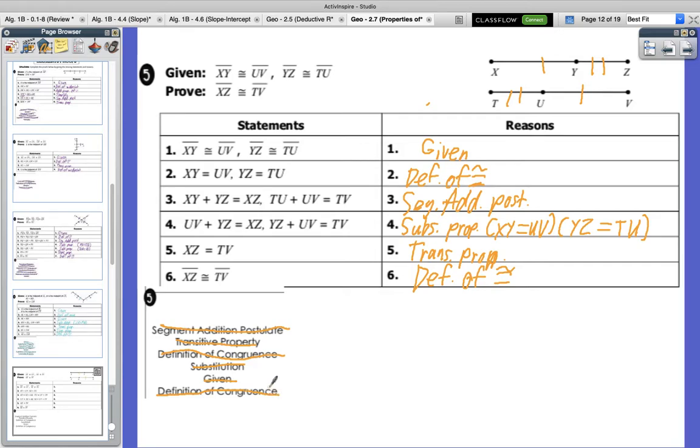So all these take a lot of critical thinking and trying to explore, and maybe even trial and error of saying, what could get me from here to here, or what tells me that this is true, or what tells me that this is true, okay?